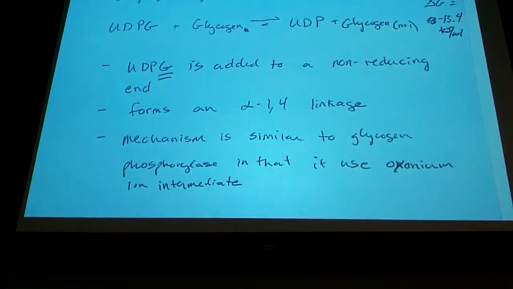Okay, but this is not a mechanism your book works through, and I'm going to make the assumption that it's not completely worked out as to what is acting as your acid and base group for this enzyme.